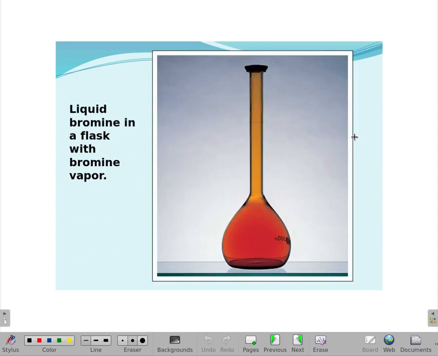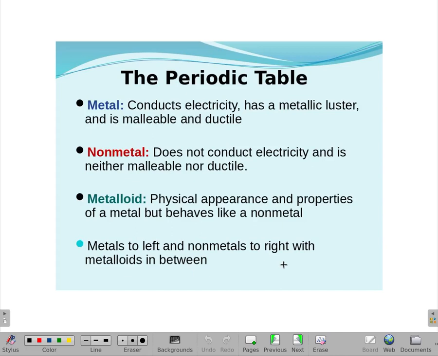All right, bromine, for instance, the liquid's down here at the bottom. It actually vaporizes quite easily, which is what this brown gas is. That's bromine vapor. But the brown liquid on the bottom is actually liquid bromine. All right, so our metals, nonmetals, and metalloids have all those unique properties that you would expect from metal.